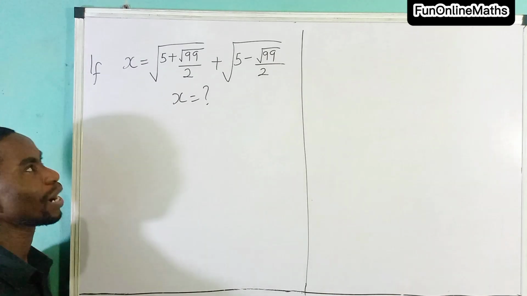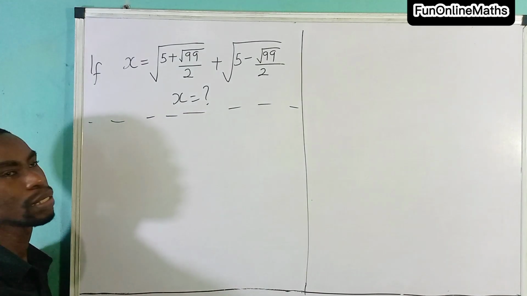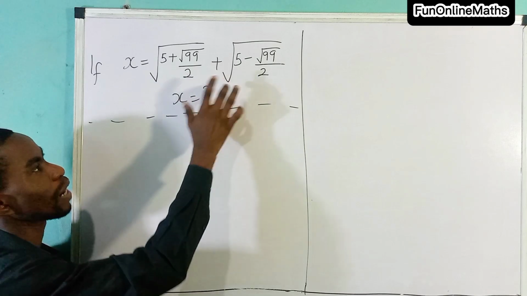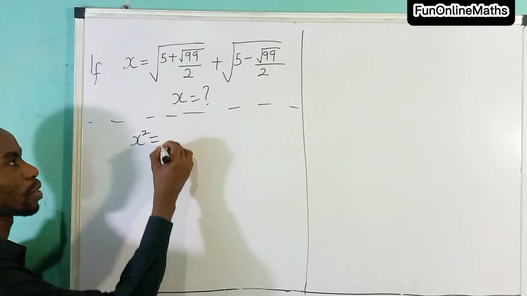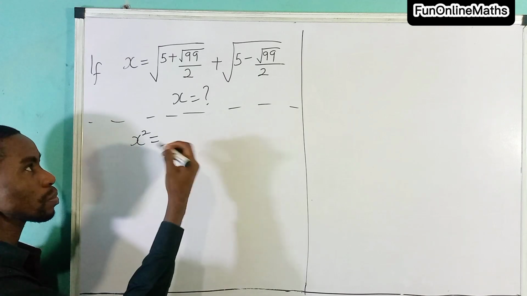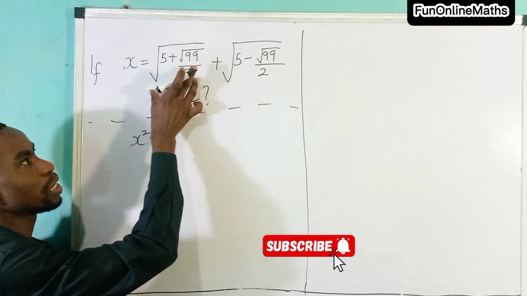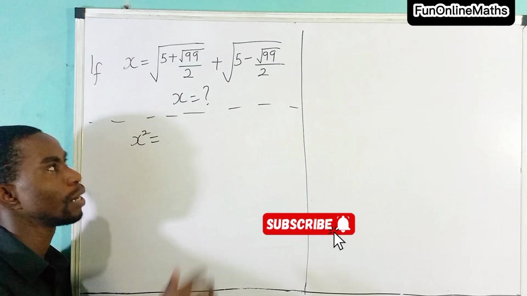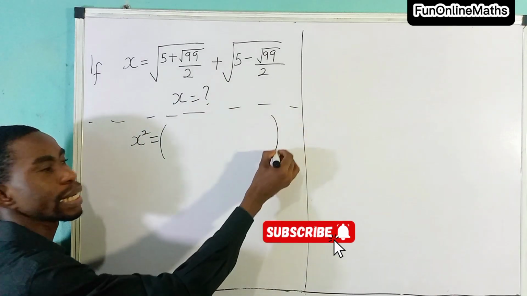So first of all, I'm going to take the square of both sides, okay? The square, not the square root, the square of both sides to at least remove the square root. So x squared is equal to the square of both sides. But in this case, I cannot say the square of this plus the square of this. Everything is joined together with this positive sign, so they are going to come under a single bracket.